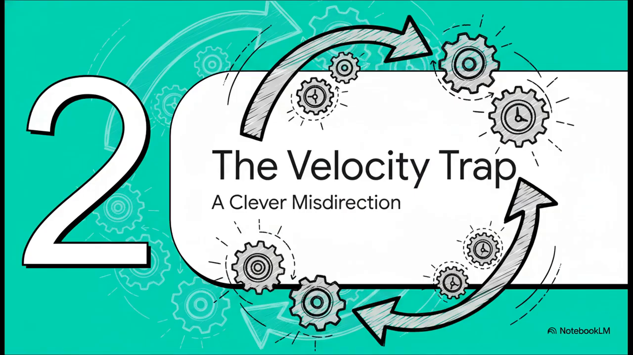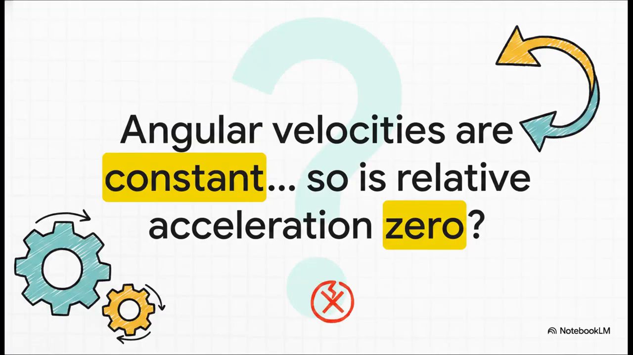That little word, constant. It's both the most important piece of information and the biggest trap in the whole problem. So your brain immediately goes, wait a minute, omega-1 is constant, omega-2 is constant. That means no acceleration, right? It seems so obvious. The relative angular acceleration has to be zero. I mean, it just makes sense. And that, my friends, is exactly the mistake this problem is built to make you fall for.